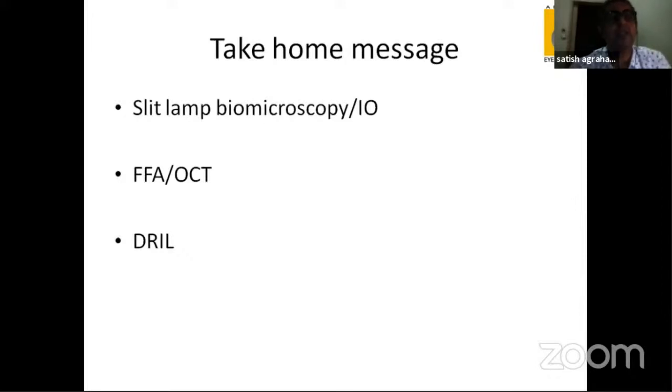The second important thing is that for a non-foveal involving edema, I think FFA still is one of the most important tools which we use. For a foveal involving edema, I think we have to use the OCT, and if you have access to OCT angiography, that can also be used. And DRIL, that is the disorganization of the retinal inner layers, is one of the most important biomarkers to the present day, where the predictability of this particular biomarker is almost the highest.